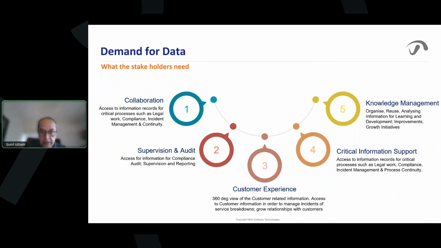So these are five. There may be more, but we are only talking about the key reasons why there's a demand for data, right? What stakeholders need.